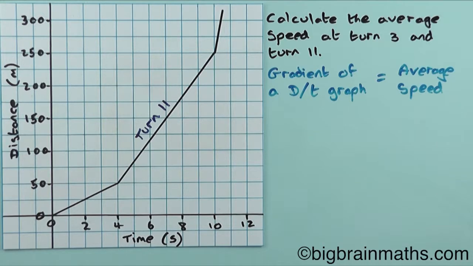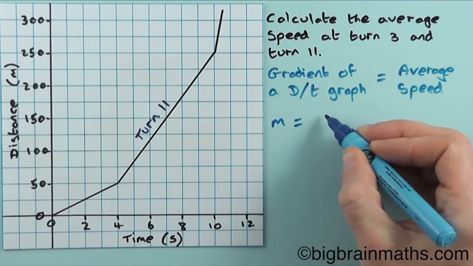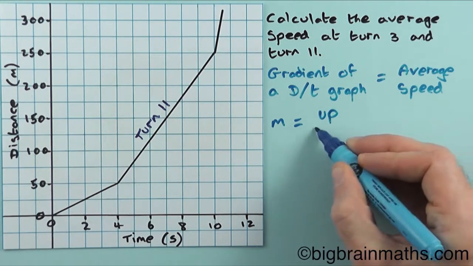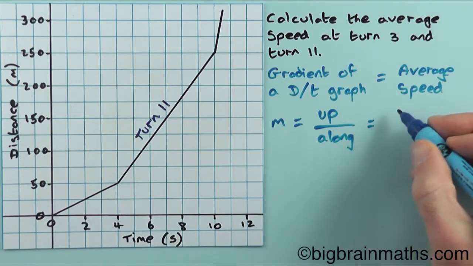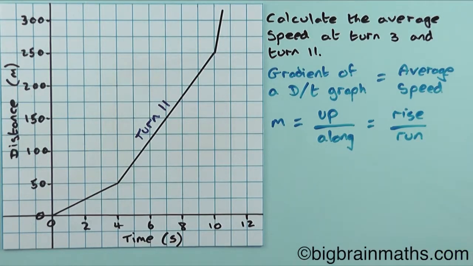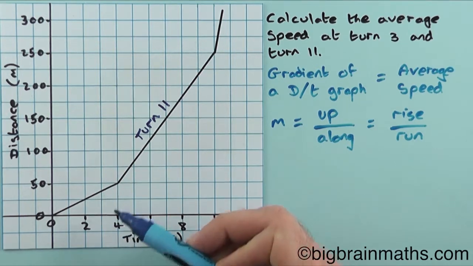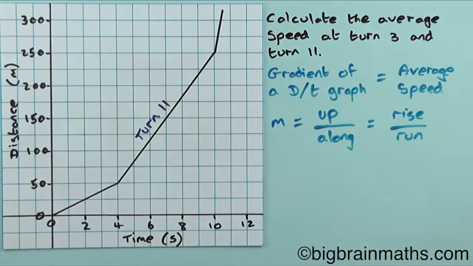Now I've already taught you how to calculate the gradient of any straight line graph in another lesson. So remember, we called the gradient m, and to calculate the gradient we used the formula the up distance divided by the along distance. Some students and schools call this the rise divided by the run. Now remember, to work out the up distance and the along distance, we need to choose two really good points along this line, and then we need to draw a triangle between those 2 points.